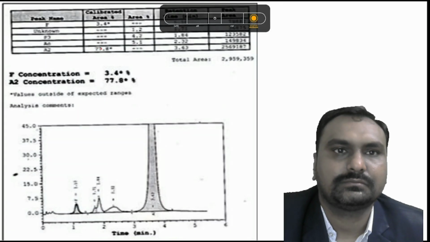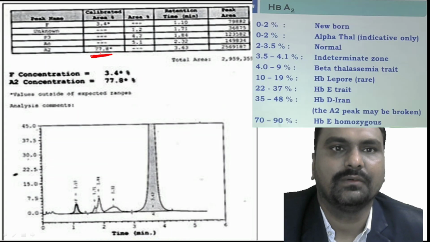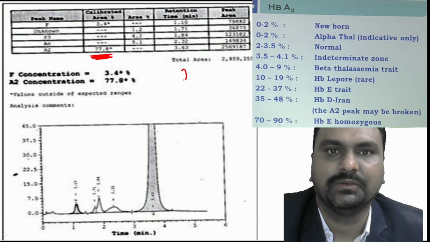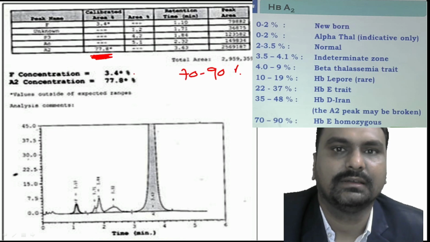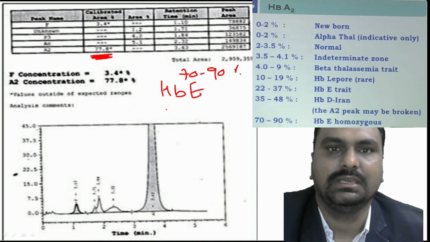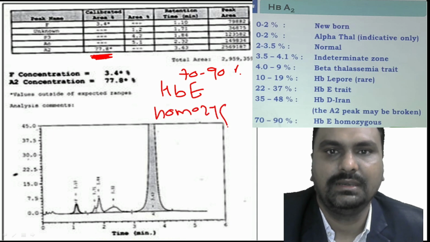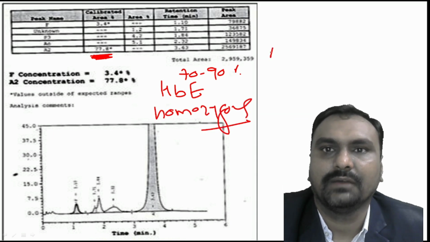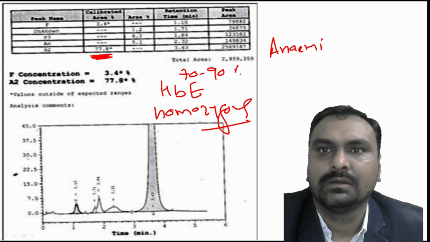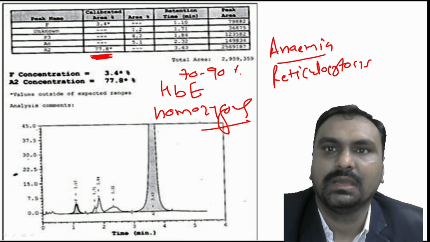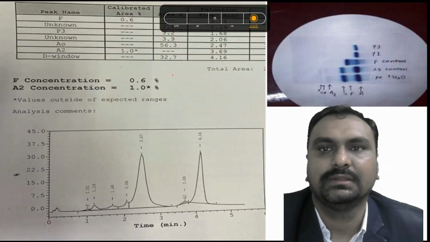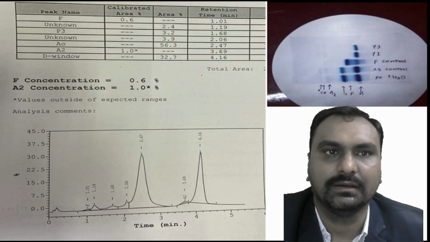Here the HbA2 level is 77%, so it is between 70 to 90%. So it is called HbE homozygous. The patient has a mild anemia with reticulocytosis. Anemia, microcytosis, and reticulocytosis will be seen in case of HbE homozygous.